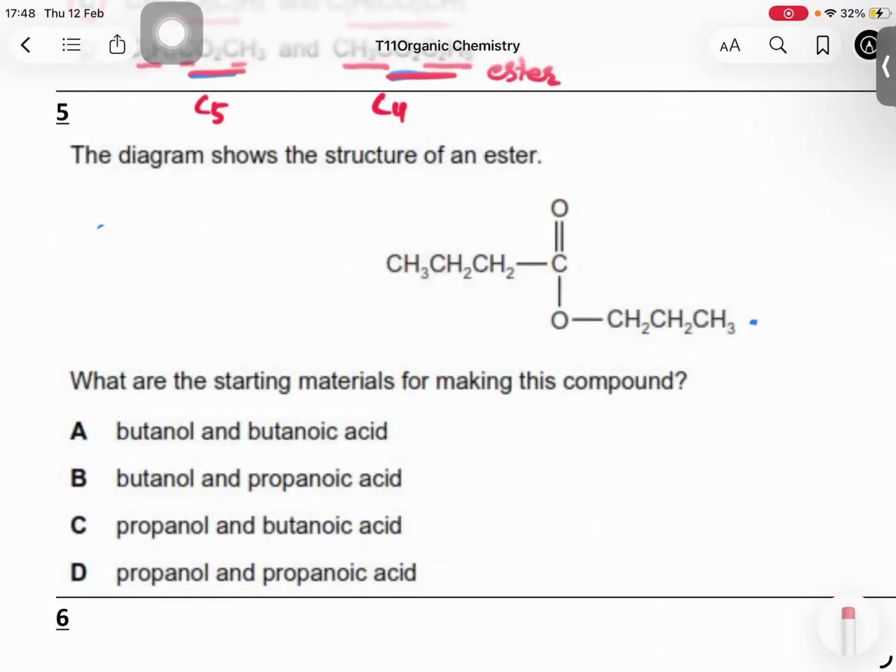Okay. The diagram shows the structure of an ester. What are the starting materials for making this compound?